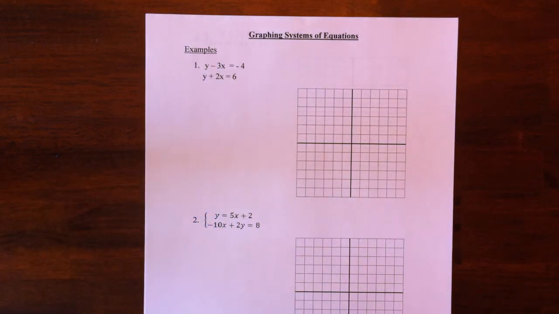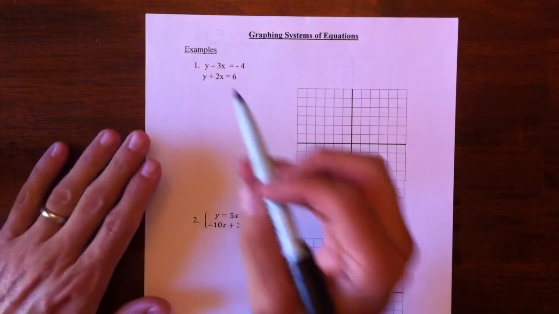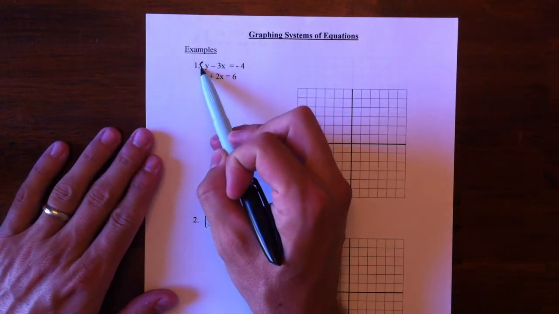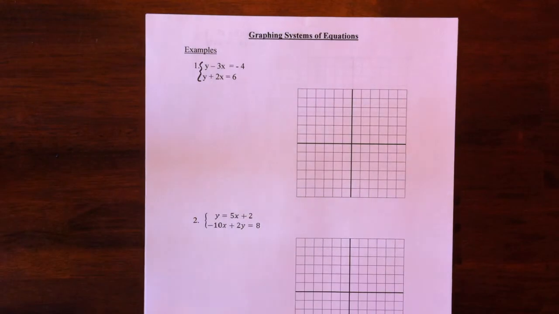So we're going to talk about graphing systems of equations. Now, let's talk a little bit about what a system is. A system is two or more equations that hopefully have something in common, and that something is usually a point. So in other words, it's where, if you were to graph those two equations, it's where they would intersect.